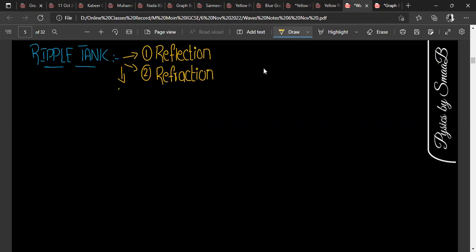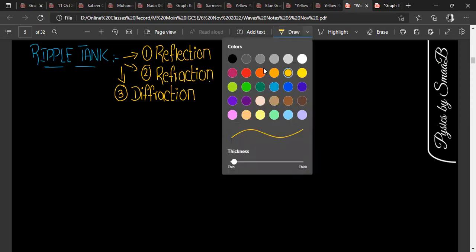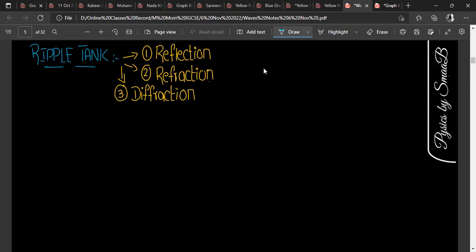So the main purpose of performing this experiment is to observe these different phenomena, or different behaviors of waves, in the ripple tank. Starting with the first phenomenon, which is reflection.